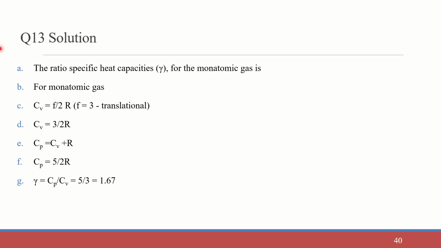For a monoatomic gas, we have 3 degrees of freedom. So Cv is equal to F by 2 R, where R is the gas constant and F is the degrees of freedom. F is equal to 3 for a monoatomic gas, and Cp is equal to Cv plus R. We substitute Cv and we get Cp as 5 by 2 R. So 5 by 2 R divided by 3 by 2 R is 5 by 3, which is nothing but 1.67.